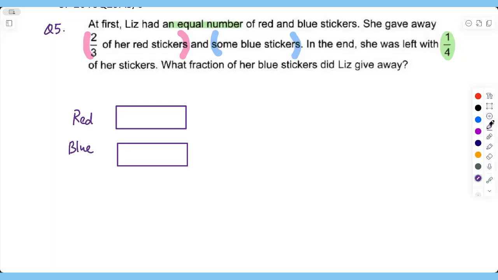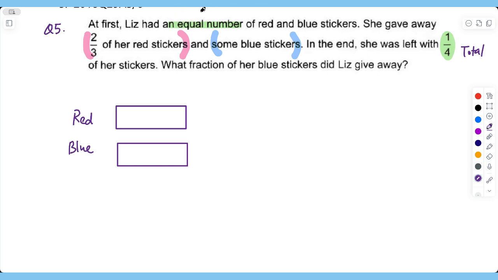Question 5. At first, Liz had an equal number of red and blue stickers. She gave away 2/3 of her red stickers and some blue stickers. In the end, she was left with 1/4 of her stickers. That means 1/4 of her total stickers. What fraction of her blue stickers did Liz give away?